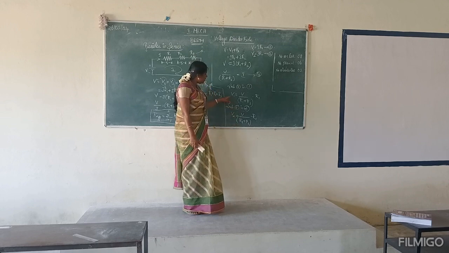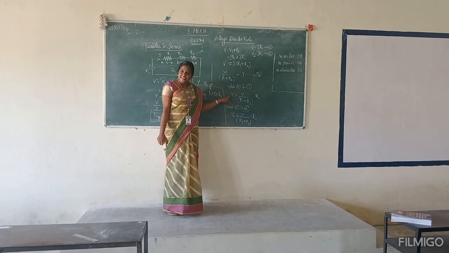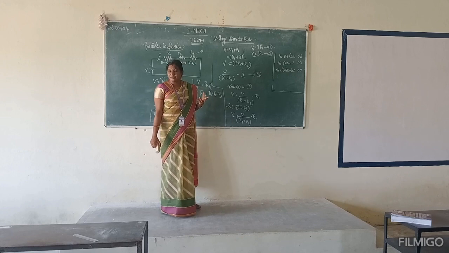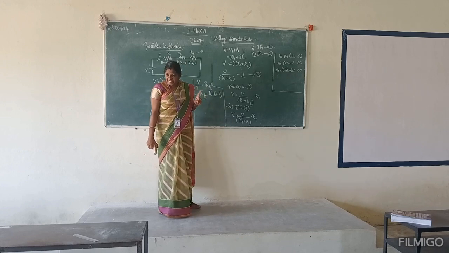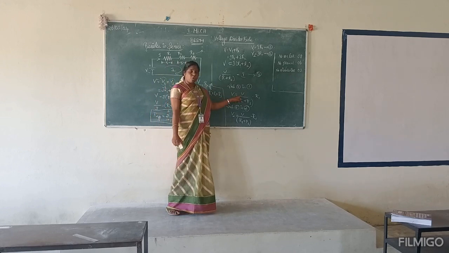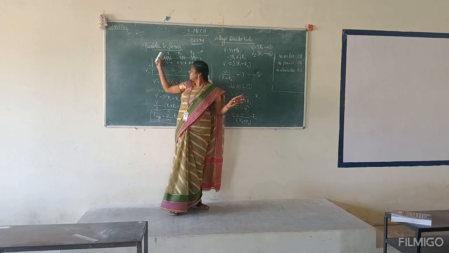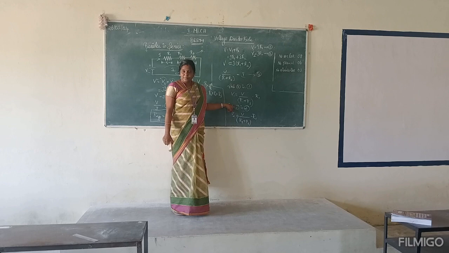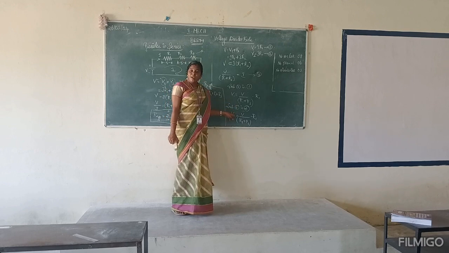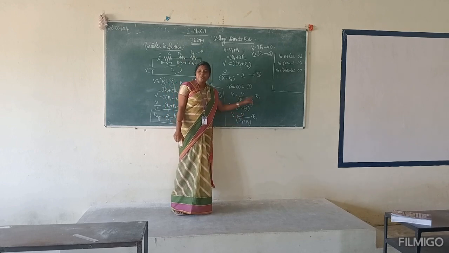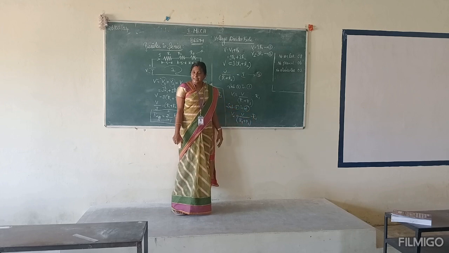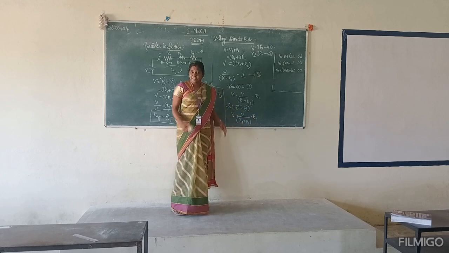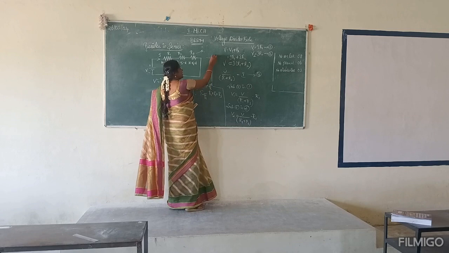Which means what? The voltage in the first resistor, V1, is equal to the total voltage into that resistor's value divided by the sum of the two resistor values. The voltage in the second resistor is the total voltage into the second resistor divided by the total resistance. So this is only for two resistances.